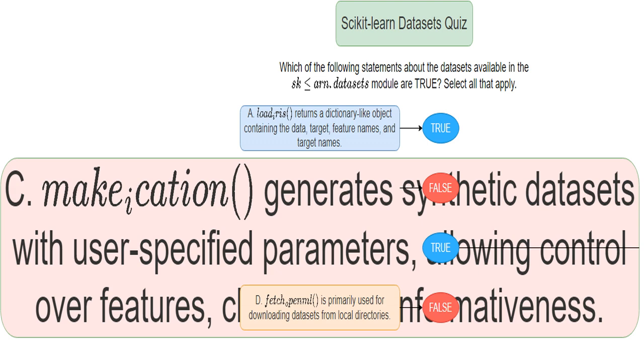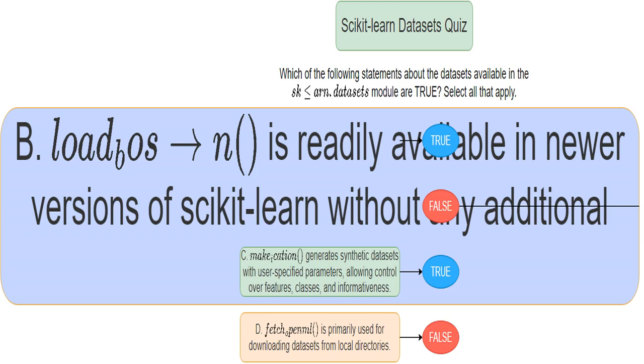For instance, I'm seeing if you're aware that load_Boston is no longer part of scikit-learn. It used to load a housing dataset, but it's been removed because the data contains biases.